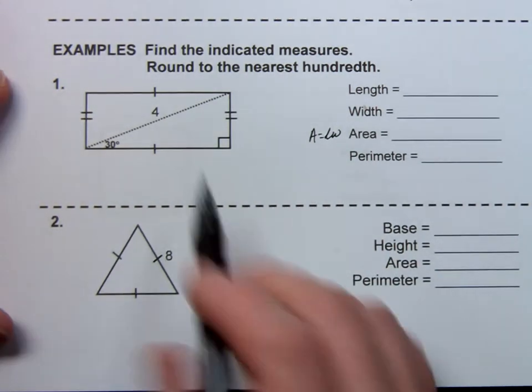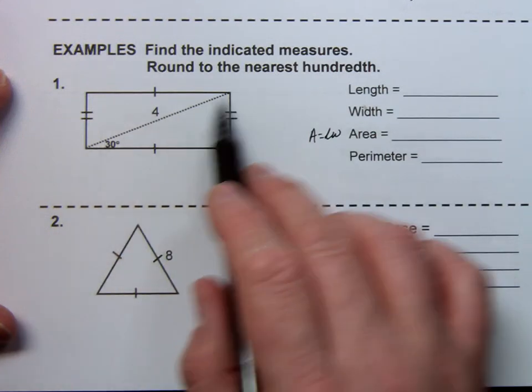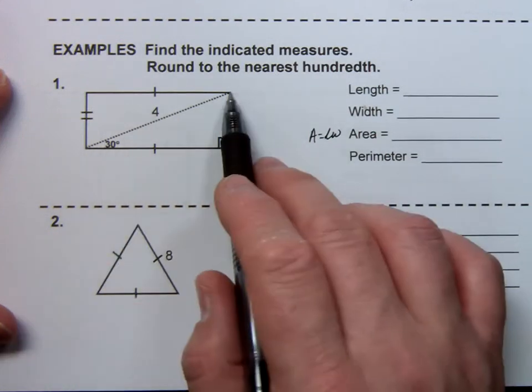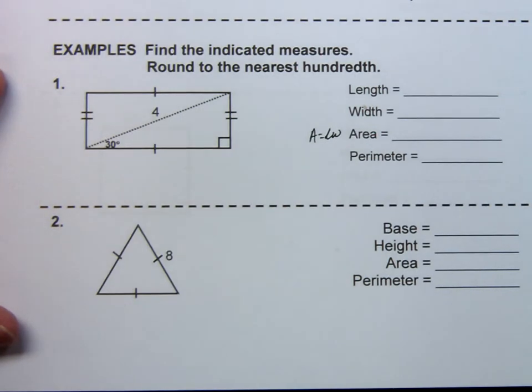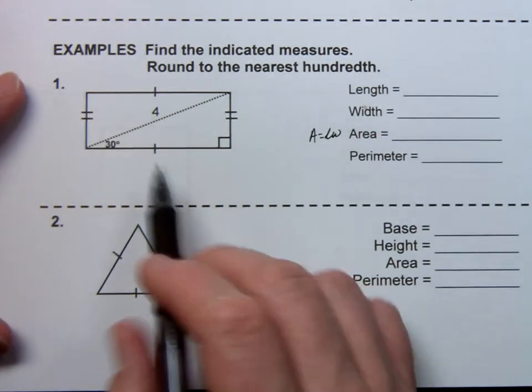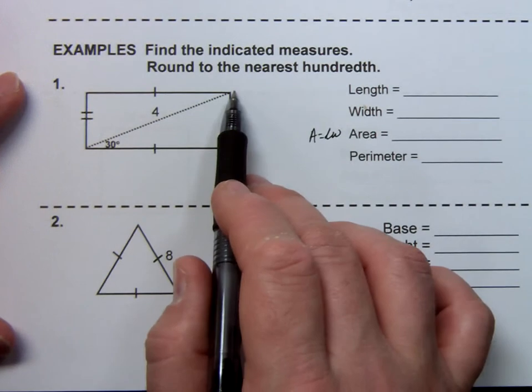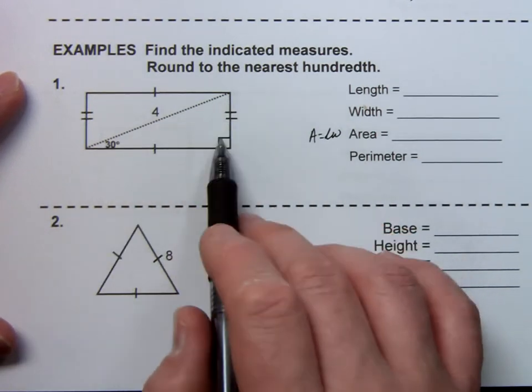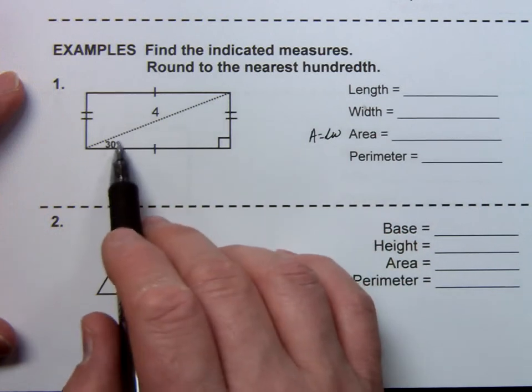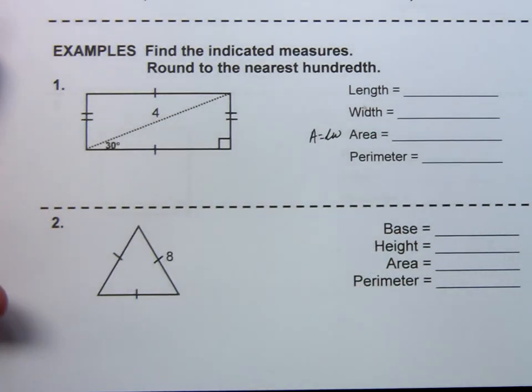So notice that they have drawn a diagonal through the rectangle, and the length of the diagonal is 4. And thank goodness this angle right here is 30 degrees. So when you draw a diagonal through a rectangle, it splits it into a couple of right triangles. And in this right triangle, I know one of the sides, and I know an acute angle. I have enough information that I can do a little trig to find those missing sides.